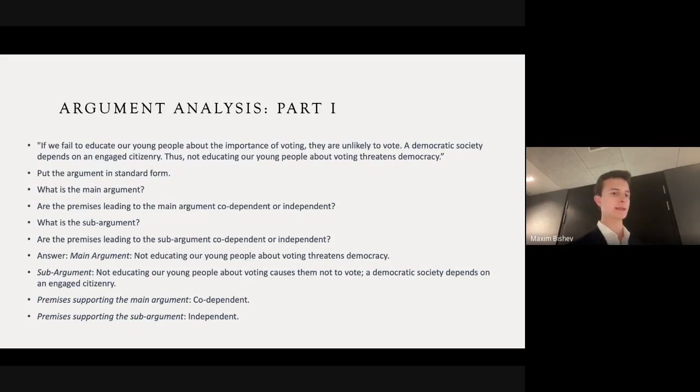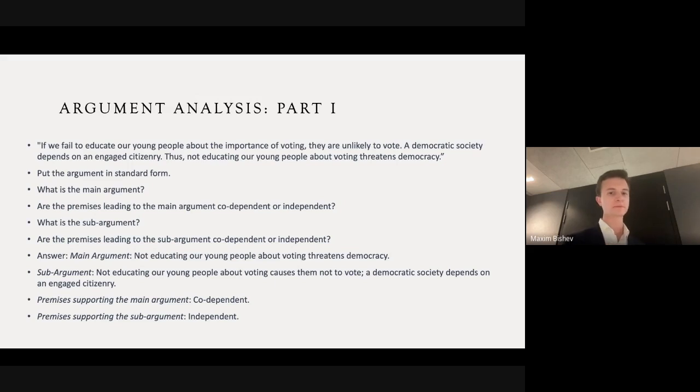All right. Argument analysis. So this is where you get a complex argument, which is the main argument, and then you have a sub-argument on which that main argument depends. So if we fail to educate our young people about the importance of voting, they are unlikely to vote. A democratic society depends on engaged citizenry, thus not engaging young people about voting threatens democracy. Okay, so in standard form, what's the conclusion of the argument? The conclusion is the point that the argument is trying to prove. Very good reading off the slide. Excellent. So what's the sub-argument? Yep, and then, well, the argument is that causes them not to vote. And that, okay. Now, I haven't yet covered the difference between codependent and independent premises.